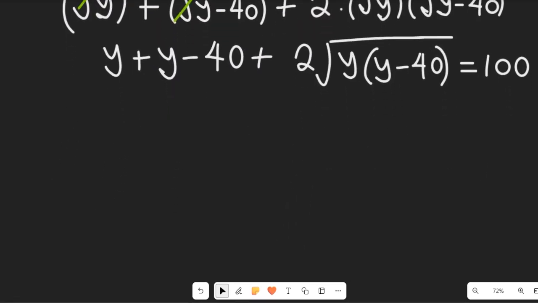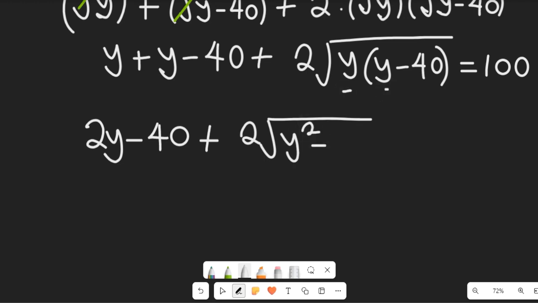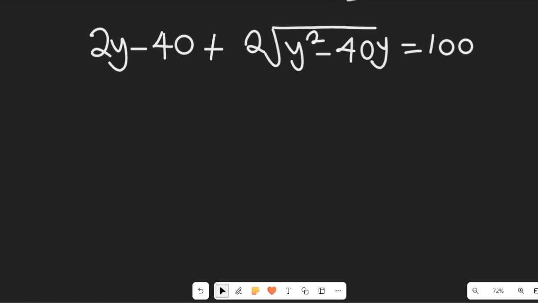So all this will be given this, and then we'll have this equation now become y plus y, which is going to give us 2y minus 40, and this will give us plus 2 multiplied by the square root of y times y, which is equal to y squared, minus y times 40, which is going to give us 40y, and this is equal to 100. So having seen that, the next thing we are going to do is to simplify further.